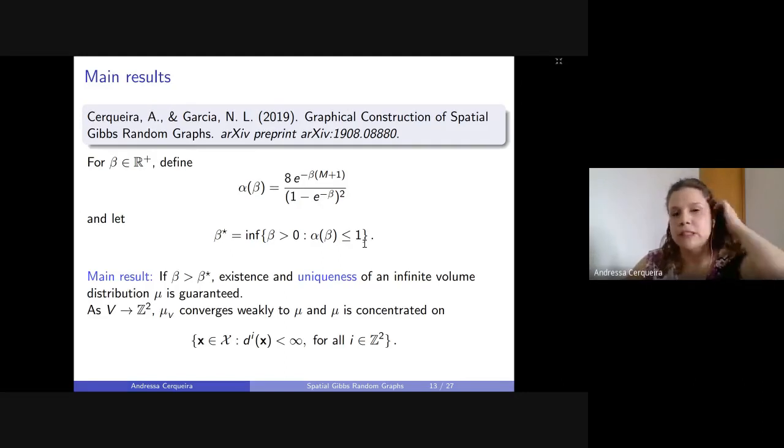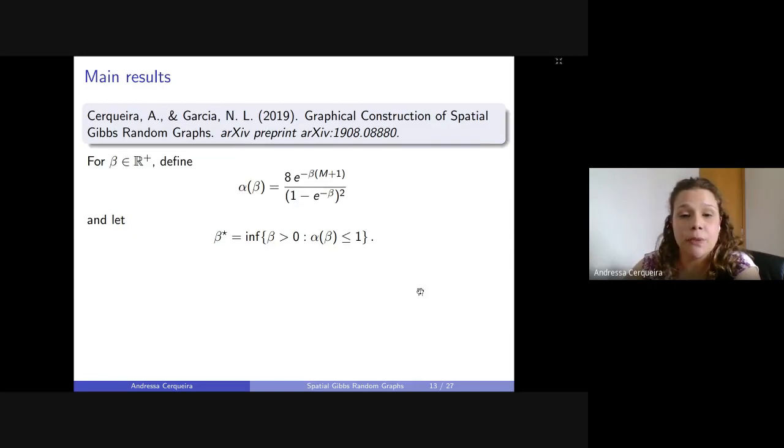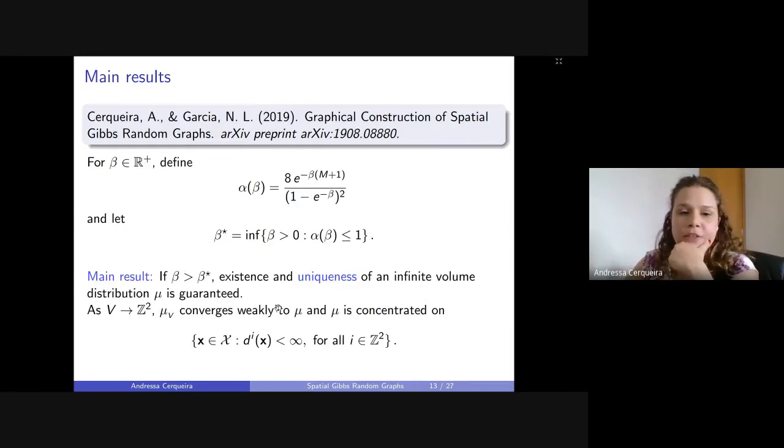Okay, what we prove in this paper is that when we are looking at models with beta greater than beta star, we can guarantee the existence and also the uniqueness of the infinite Gibbs measure mu. And what we also have here is that the finite measures converge weakly to the infinite measure, and also that this measure is concentrated on the set of all graphs with finite degree. So as you can see, there is a relation between these two works. Here, the only difference is that we have a kind of beta critical where we can guarantee the uniqueness.